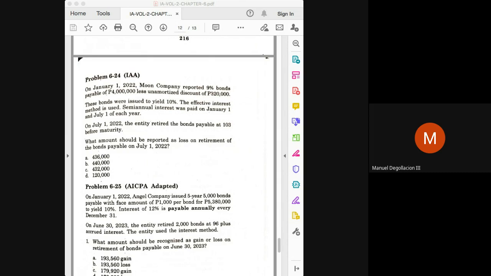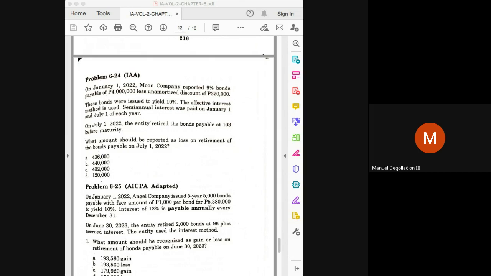Next, after getting interest expense, we need to get the amortization of the discount by comparing the interest expense with the fixed interest payment. How much is the fixed interest payment? Face value is 4 million, stated rate is 9%, but we will be using 4.5%, which is 1/2 of the 9%. 1/2 because again, it is semi-annual. Okay, so 4 million times 4.5%, you would get 180. And then our interest expense was 184. So that means there's an amortization of the discount amounting to 4,000.